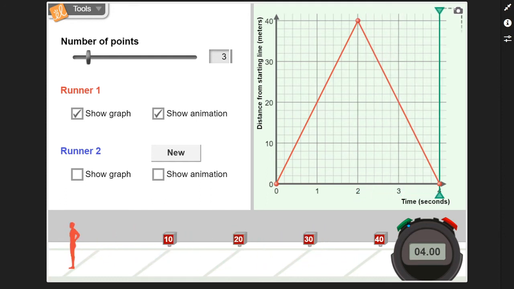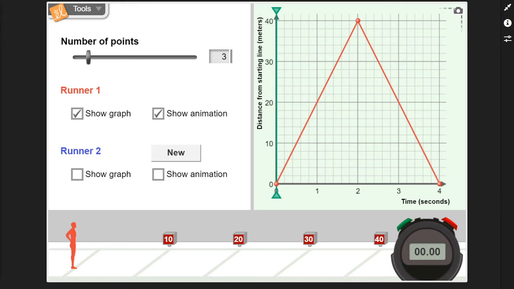As you can see, the person ran away from the starting line. They ran away till they got 40 meters away from the starting line, and then what did they do? They turned around and they ran back. And so when you have a line going downward to the right, it means an object or person is moving toward the starting line. Our next point on our handout is that a straight line denotes a blank speed.